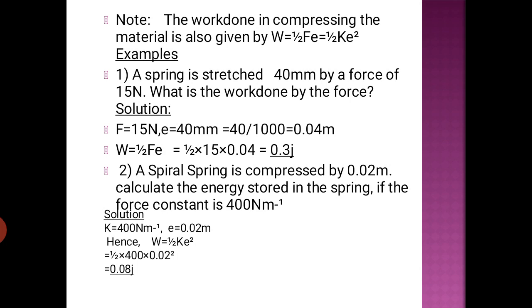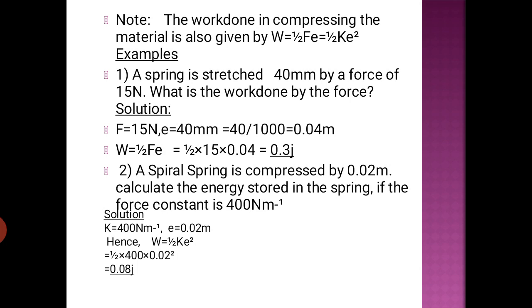Question number 2. A spiral spring is compressed by 0.02 meters. Calculate the energy stored in the spring if the force constant is 400 Newton per meter. You can see in this one, write out all the things given to you as usual. Force constant, which is K, equals 400 Newton per meter. Extension 0.02 meters.